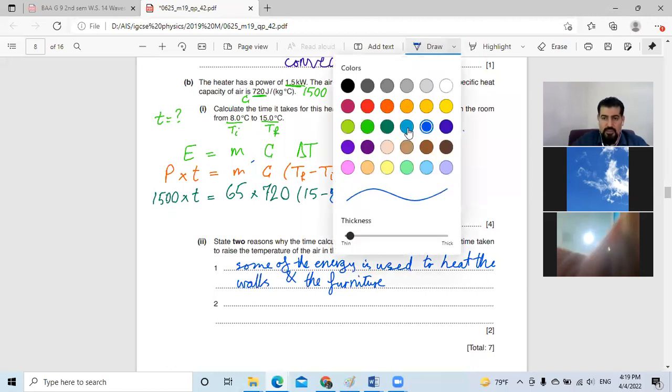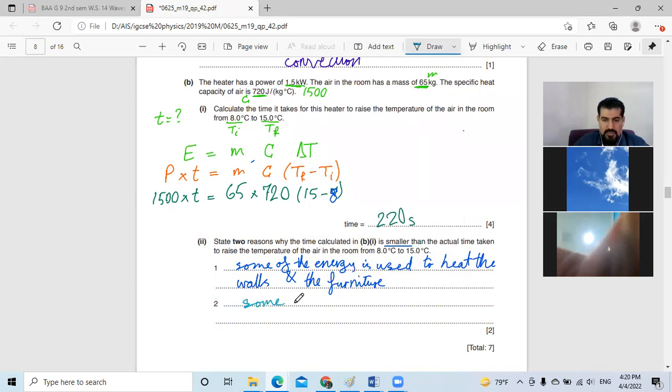That's reason number 1. Reason number 2, you can say some energy is used to heat the air entering the room. No, it's not the same. Thermal energy is used to heat the air that enters the room. Yes, thank you, Abdurrahman. And heat lost to the surrounding.